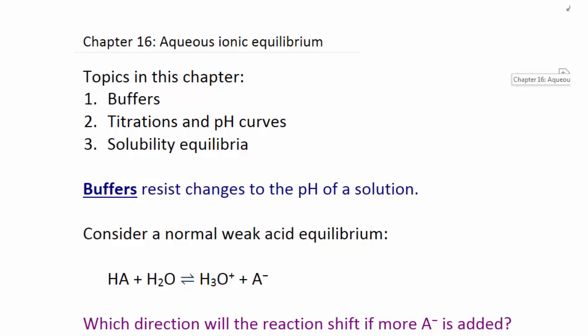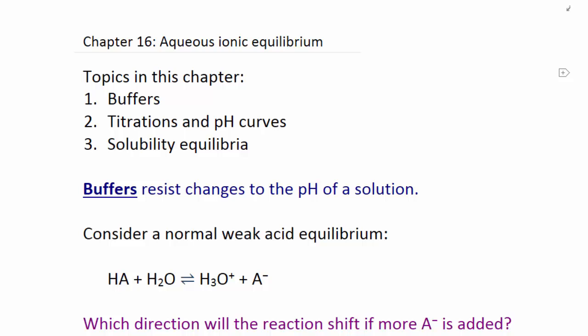All right, we get to this beast of a chapter now. Chapter 16 has kind of a lot to it. We'll try to curate it a little bit and make connections where we need to, but it's a lot of content and a lot of calculations. So we'll do our best. It's kind of a catch-all aqueous equilibrium chapter.